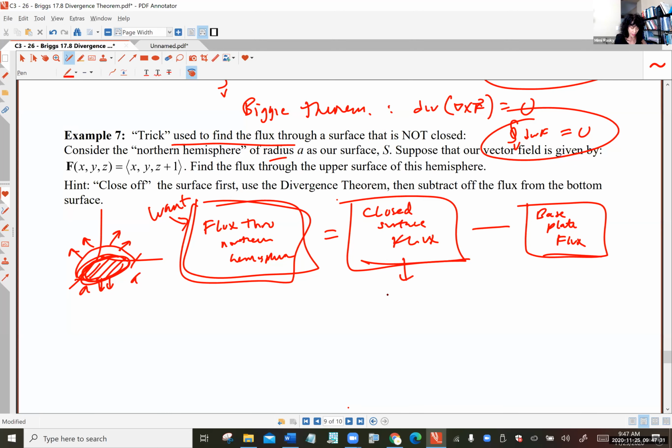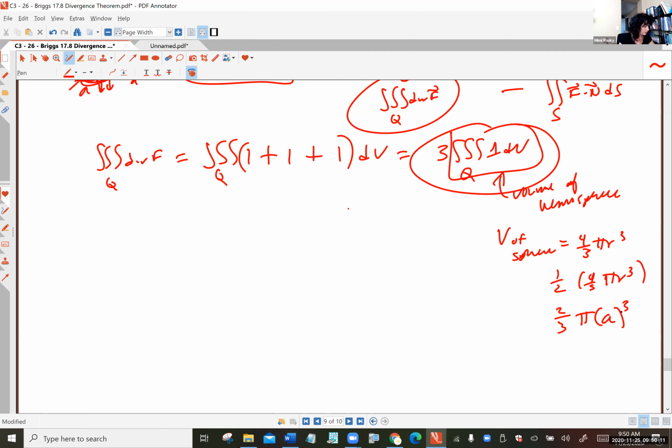Hold on a second. Just trying to see what am I doing here? Why did I get 2 pi a cubed? Hold on a second. Let me just pause this for a moment.